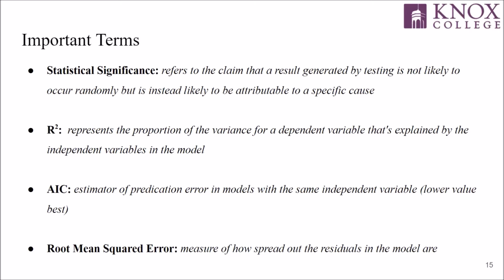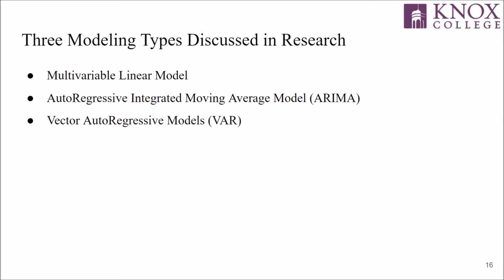The R squared represents the proportion of the variance for a dependent variable explained by the independent variables in the model. The AIC is an estimator of prediction. We can only use the AIC when the dependent variables are the same in the model. And finally, the root mean squared error is a measure of spread for the residuals in our model.